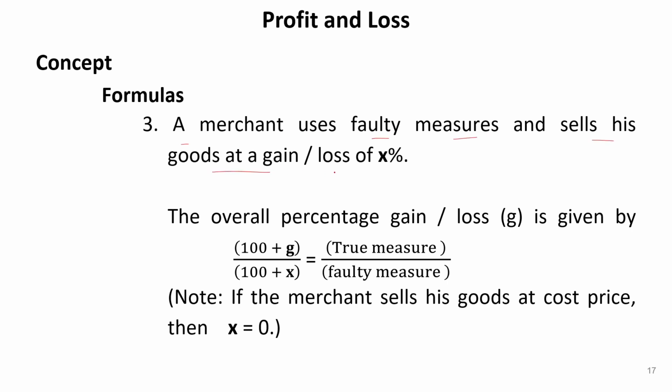at a gain or loss of X%. Okay, so the overall percentage gain or loss is actually given by (100 + G) whole by (100 + X), that is the true measure by faulty measure. So note, if the merchant sells the goods at cost price, then X will be equal to what?